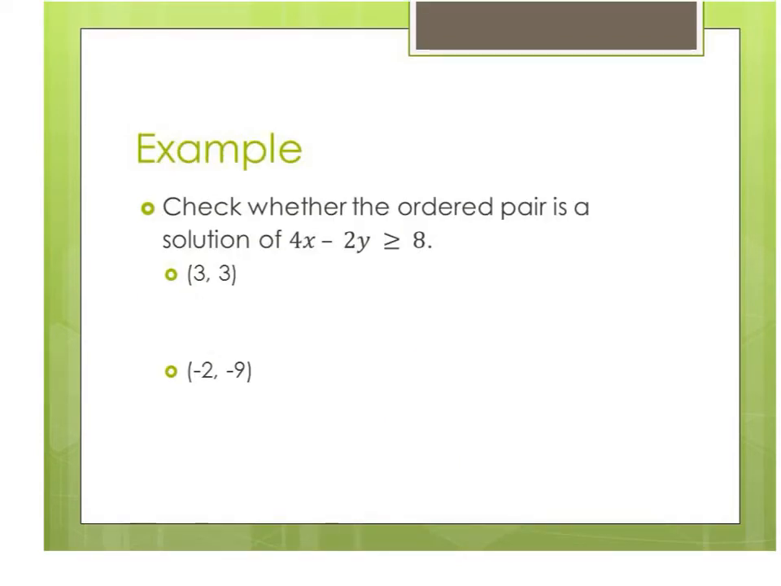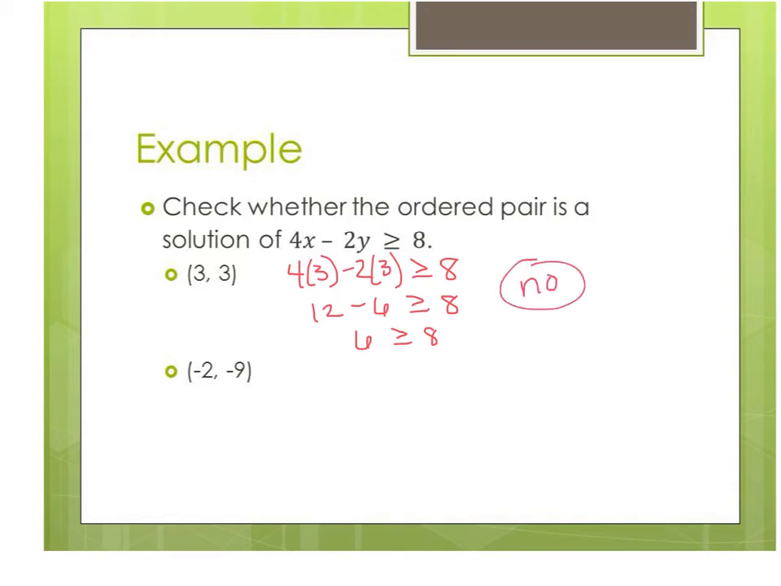So the first thing we want to do is just check to see whether an ordered pair is a solution. Just plug it in and check it. When you do this, I would always just suggest you work straight down. So here I'm just going to plug in x and y. You're not going to change anything to the other side. So it's going to be 12 minus 6, and I just keep that right-hand side. And that is 6. Is 6 greater than or equal to 8? No, so that is not a solution.